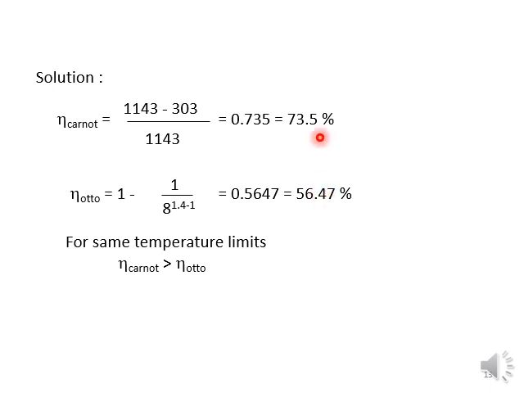So we discussed in the earlier class that for the same temperature limits, the efficiency of the Carnot cycle is greater than the efficiency of the Otto cycle. We can see that practically also, at the same temperature limits, the efficiency of the Carnot cycle is 73.5 and the efficiency of the Otto cycle is 56.47. So here 73.5 is more than 56.47. So we can conclude that the efficiency of the Carnot cycle is greater than the efficiency of the Otto cycle.